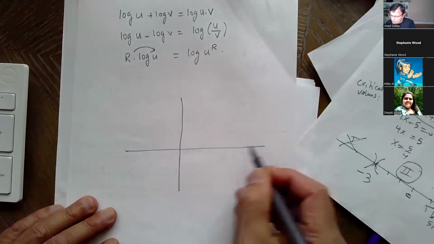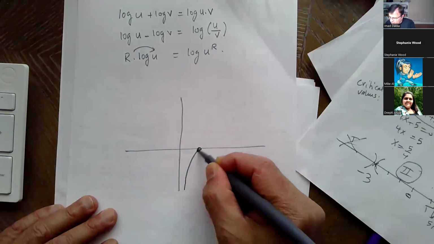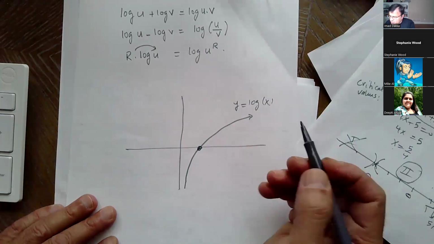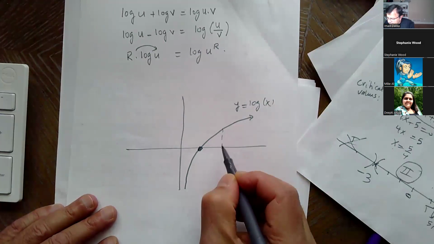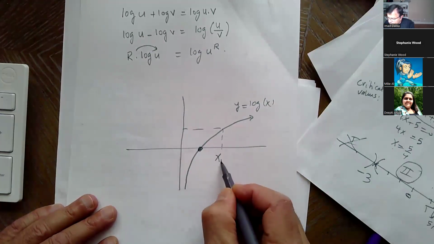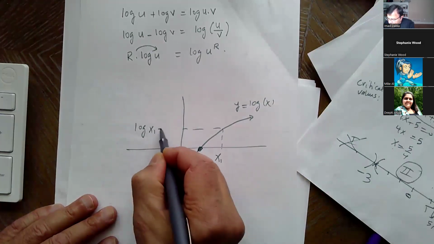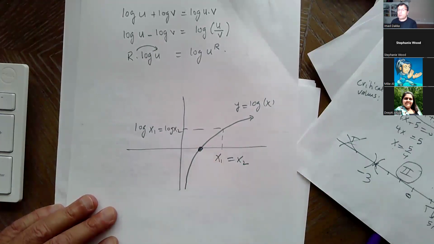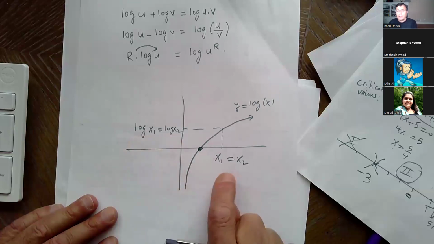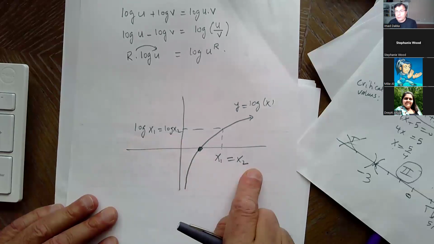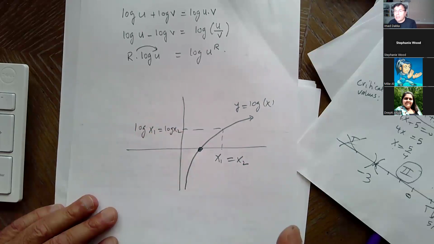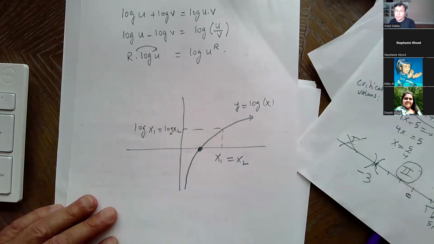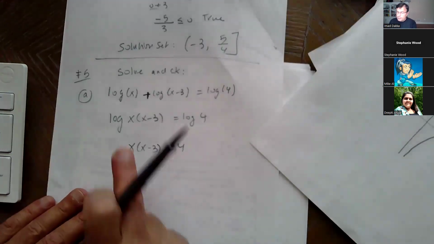If you look at the log function, y equals log of x, if I say log of x1 equals log of x2, that means x1 has to equal x2 because it's a one-to-one function. If the y values are equal, then the x values will be equal. It looks like we're dropping the logs, but we can't divide the log. It's just because of the one-to-one property. So that's why we're dropping the logs.